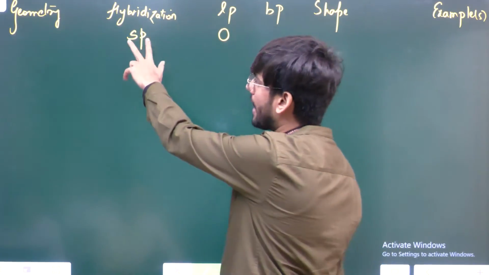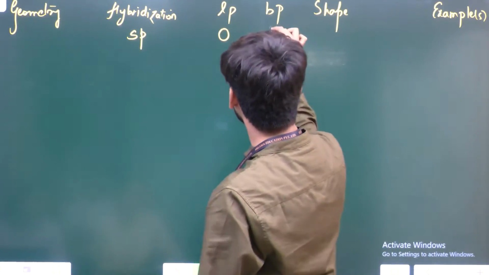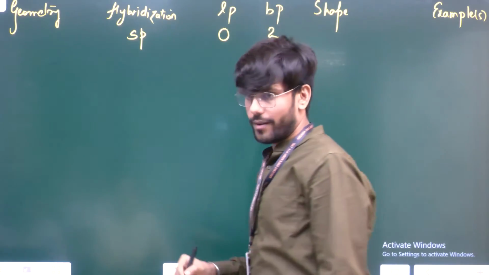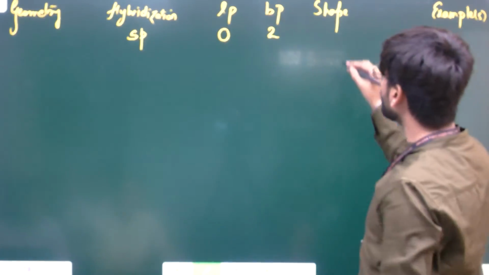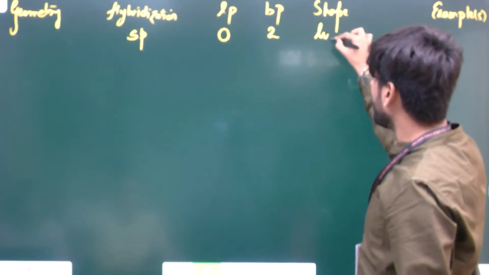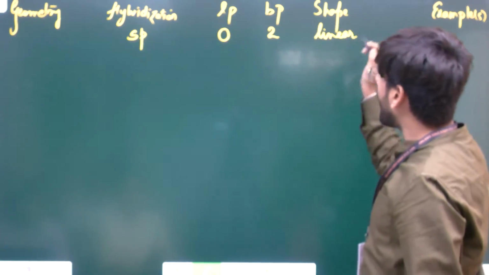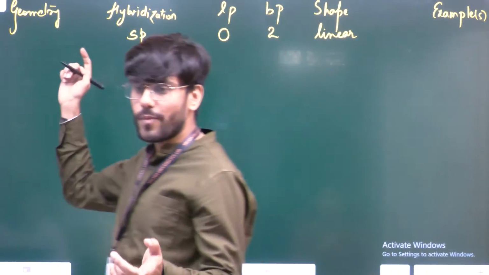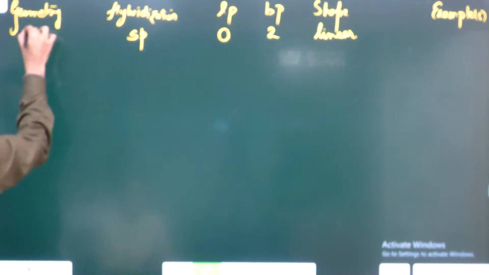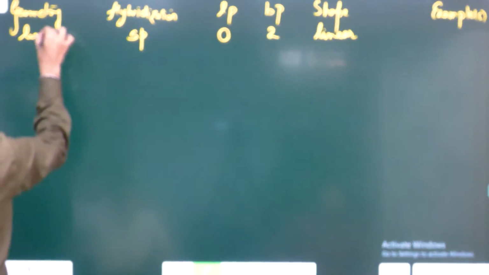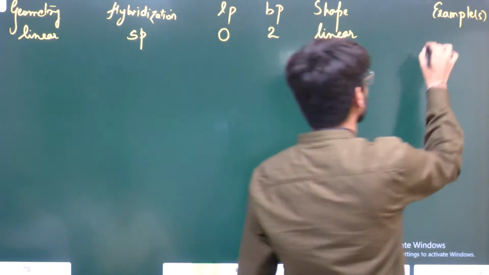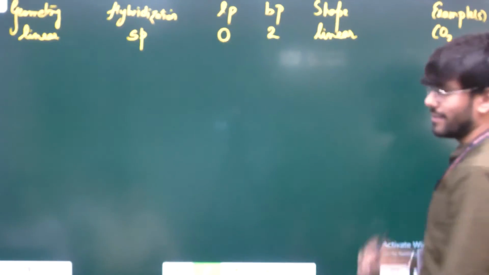sp का मतलब देखो, sp का मतलब 2 bond. कितने bond pair? 2. 2 bond pair. And shape is very good, linear. See, since I do not have lone pair, the shape and geometry are the same. So geometry is also linear. What is the example? Let us take the example of carbon dioxide.